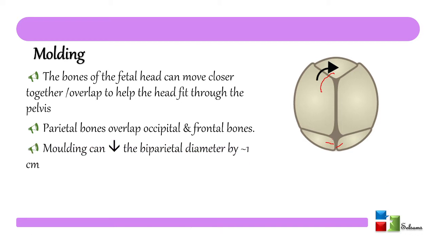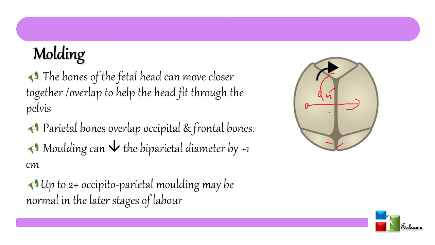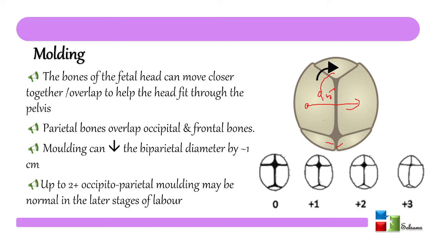Molding can decrease the biparietal diameter. Biparietal diameter is 9.5 centimeters normally. So when it passes through the mother's pelvis, it will decrease by 1 centimeter. It will be around 8.5 centimeters. That's it. Up to two grades of occipito-parietal molding may be there, but it depends. Three grading is also present. So this is the way.